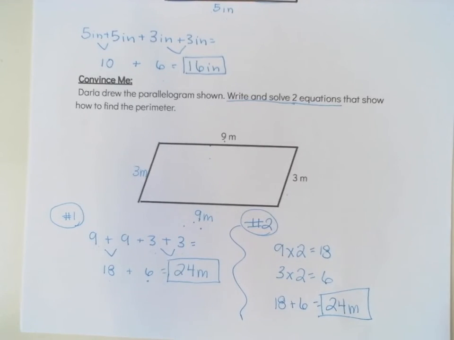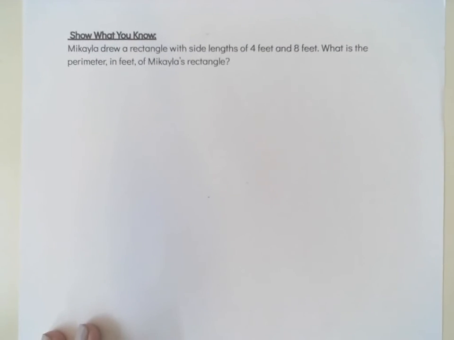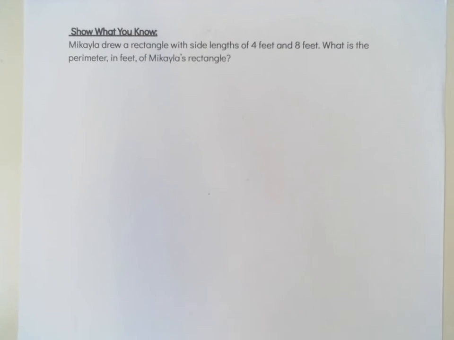All right, almost done. We've done our solve and share and our convince me. Now what we're going to do is show what we know, okay? This is the part where you get to demonstrate to your teacher what you know about perimeter. Now, our past 2 questions gave us a figure or a picture of the shape that we were going to find the perimeter for. This one, however, does not. So we have to use our brains and show what we know about perimeter in order to draw the figure, label it, and solve for the perimeter. I believe in you guys. We've done this before. We've done this in class.